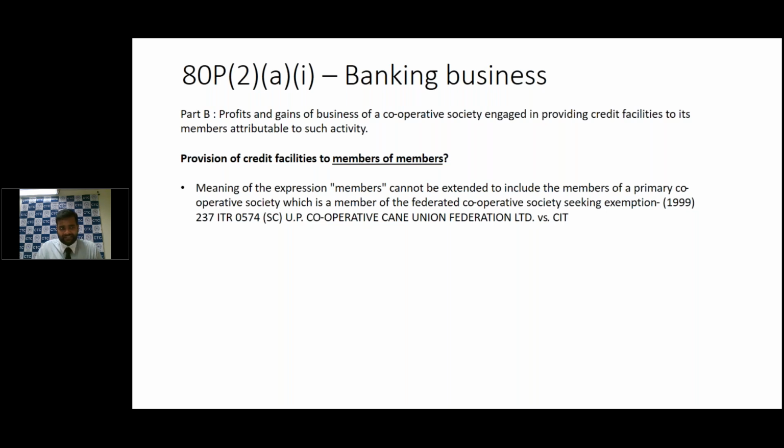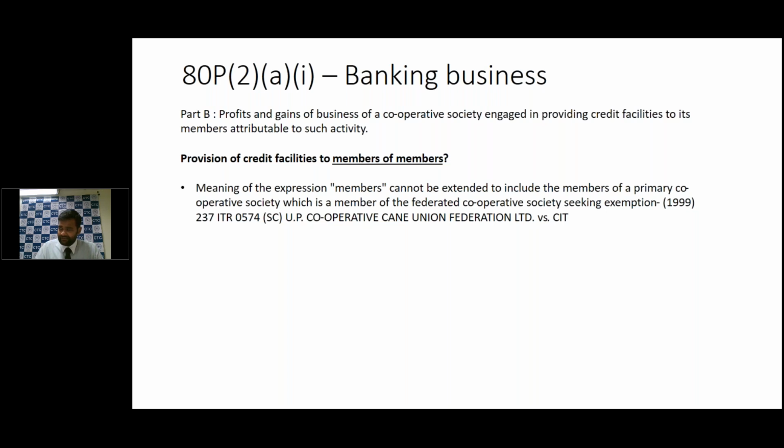80(p)(2)(a)(i) provides deduction in respect of income attributable to providing credit facilities to its members. What if I provide credit facility to members of my members? Therefore, if I am an apex society and there are several societies who are my members, and I provide loans to members of those societies, the Supreme Court has held that you cannot extend the meaning of the expression members to include members of member societies.